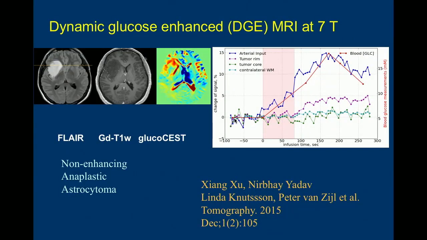So here's an example at 7T where a patient had a brain tumor. Here's the gadolinium T1-weighted image, and we infused glucose and looked at the uptake. Here's a plot showing how the arterial glucose behaved, and the tumor rim and tumor core. You can see the tumor highlighted here with our first patient study on glucose imaging.